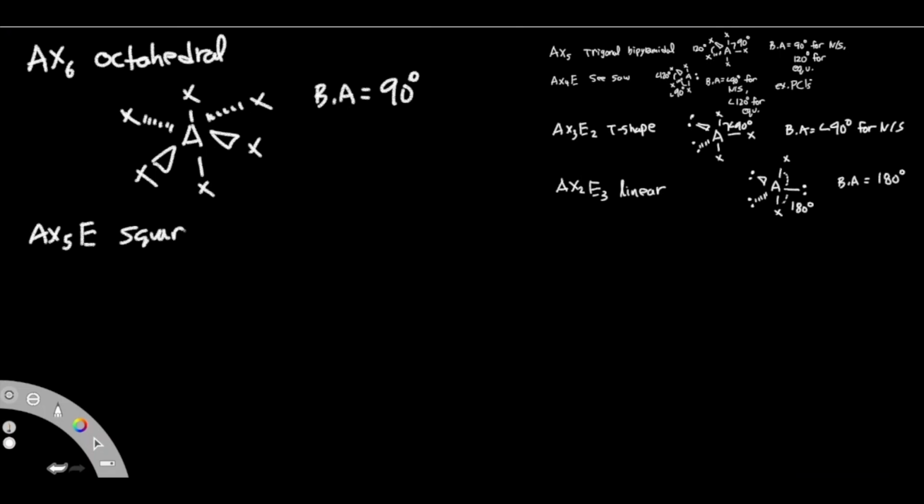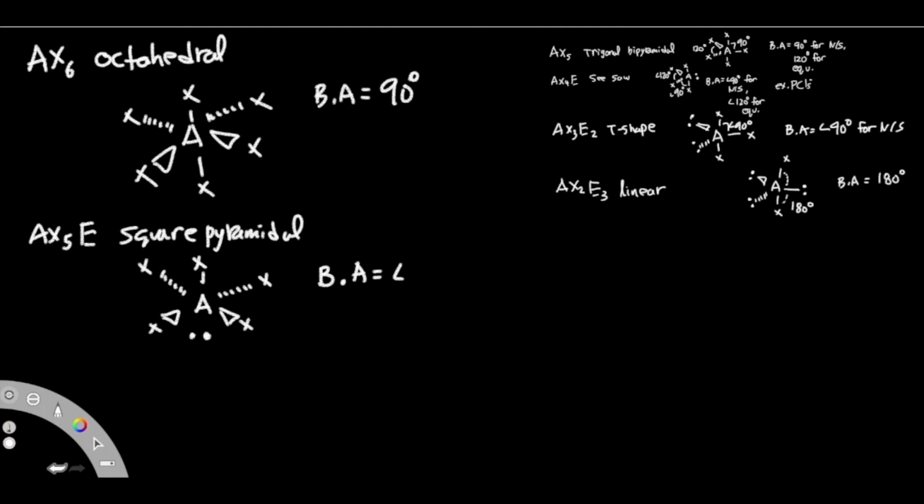AX5E would be square pyramidal. And this X over here is going to be a lone pair. So this X kind of stays the same, and then everything else honestly stays the same. And this one up here stays the same. This one here stays the same. It's called square pyramidal. The bond angle would be 90 degrees for the north-souths only. So there are no equatorials here.